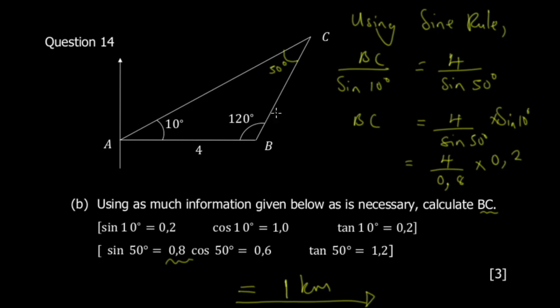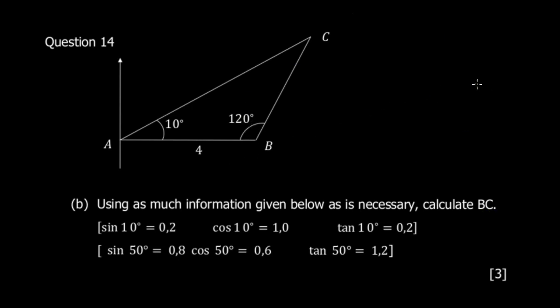Sine rule needs a corresponding side to an angle. So side-angle ratio, we need that for sine rule. The trick here was that we had to create, and you created here by insisting that angles in a triangle add up to 180. So that's it. Let's move to the next question.